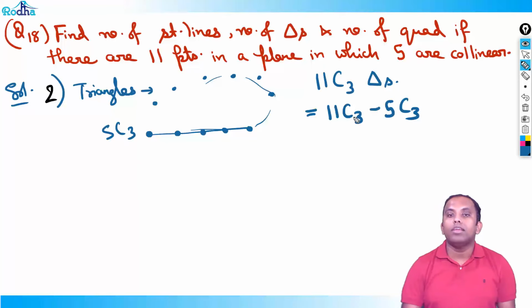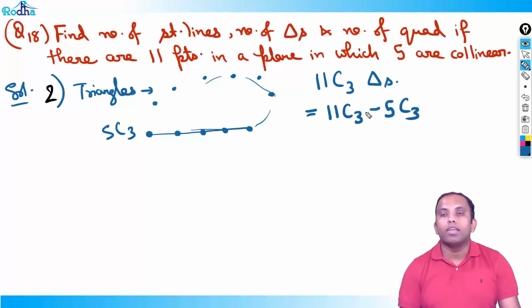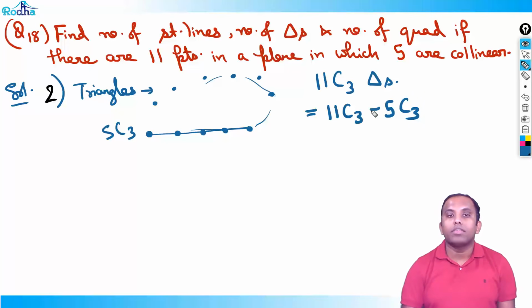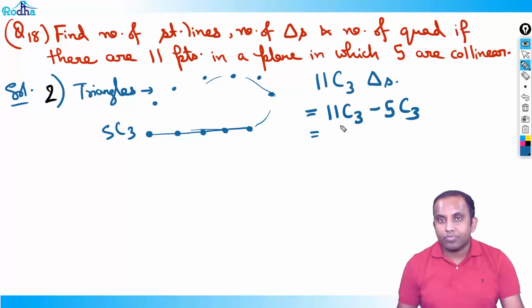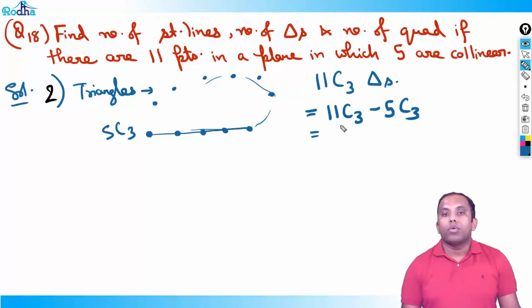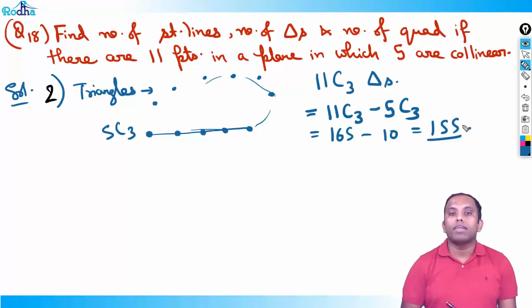So what is 11C3? It is 11 into 10 into 9 divided by 6. So 11 into 10 into 3 by 2. It is 165. So 165 minus 10 is 155, that is the answer. So how many triangles can I form? 155 triangles I can form.